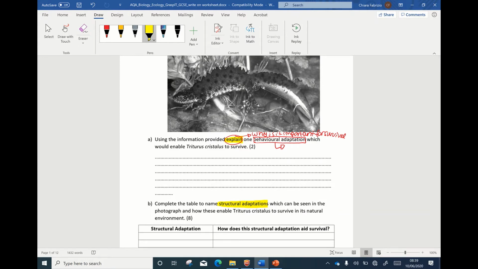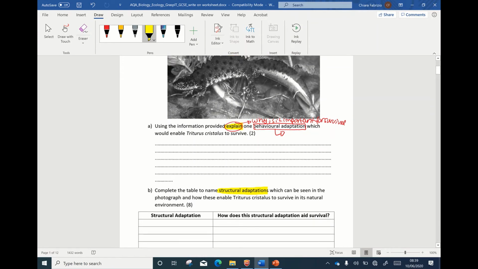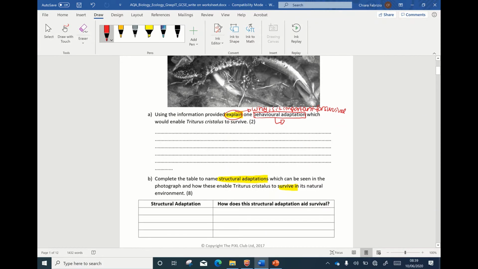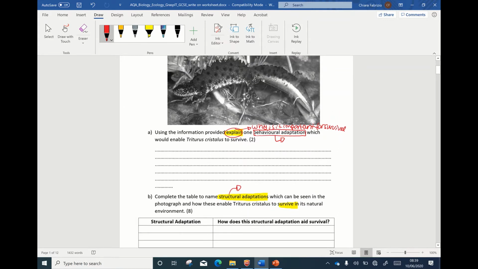what stands out to you, and any of the features that you think are important for it to survive. So talking about its survival. And again, because we're talking about structural adaptation, hopefully you remember what that means. A structural adaptation is an adaptation in terms of the body form. So for example, it might have a streamlined shape which would help it to swim quickly, so it's good for speed.